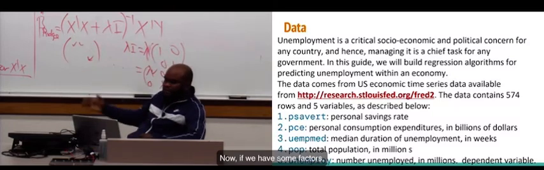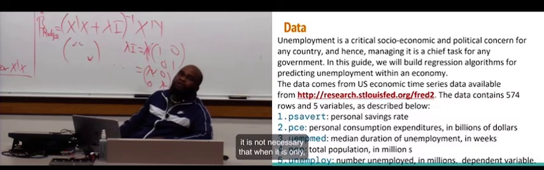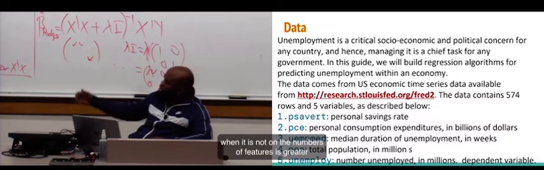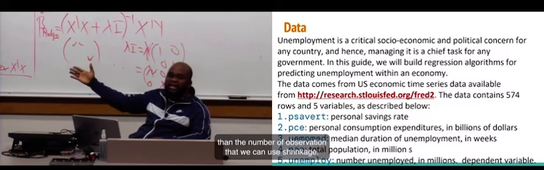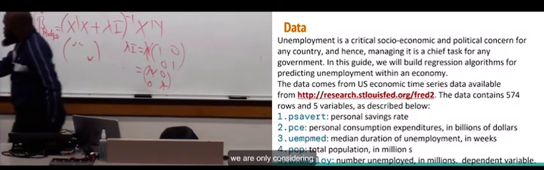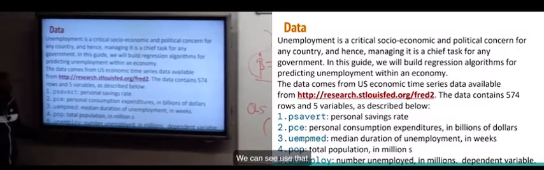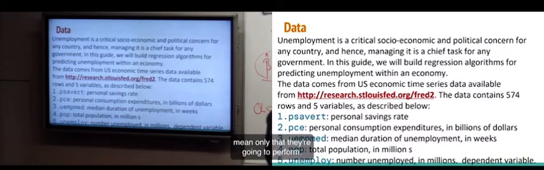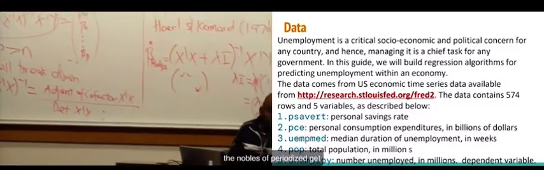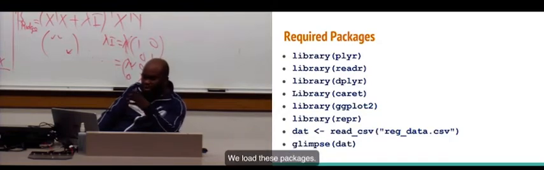Now, if we have some factors, it is not necessary that the number of features be greater than the number of observations before we can use shrinkage. We can also use shrinkage because here we are only considering maybe four predictors. We can still use that. You get what I mean? Only that they perform so great when the number of features, the number of predictors, is greater than the number of observations. Now, you want to have access to that data, we load all these packages.